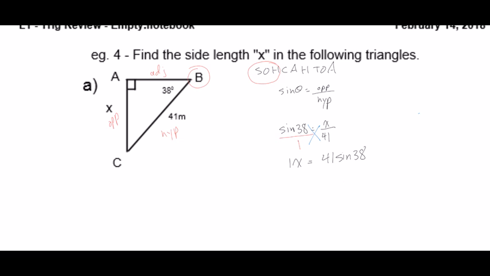So now we'll simplify the right side, which is pretty easy. We end up with 1x is 25.2. Now we'll divide both sides by 1. And we get the following. X is 25.2 meters. Let's now take a look at example 4b.